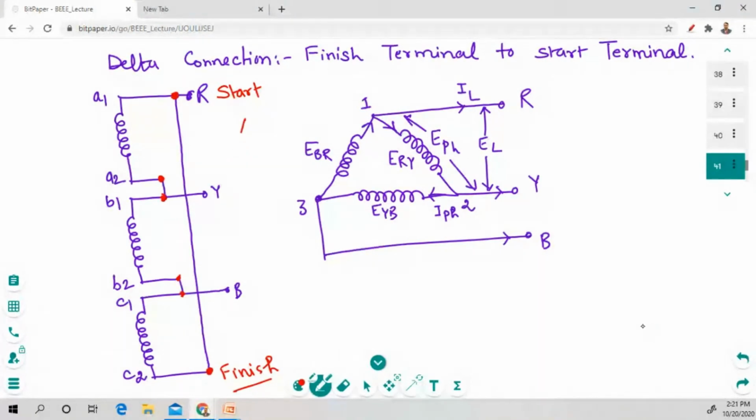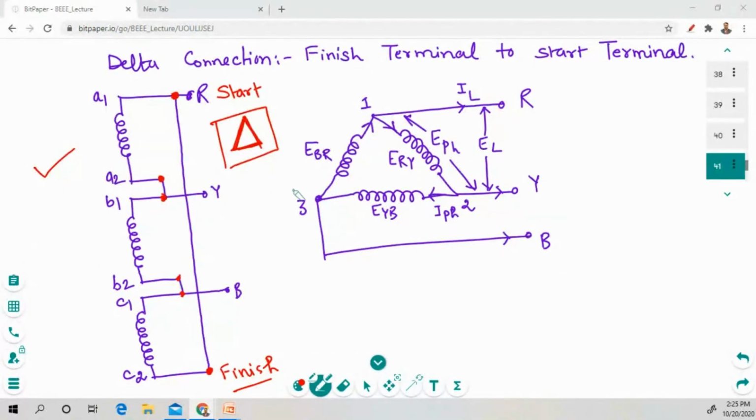So how can we represent the delta? In math you will find the delta is denoted like this. So we have to make our connection like this notation. That's why we have connected the three wires in this manner. Let's take a look at how we have represented these delta connections.